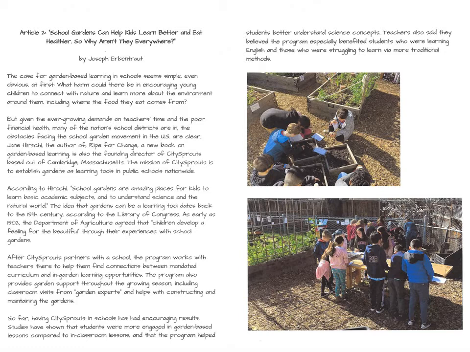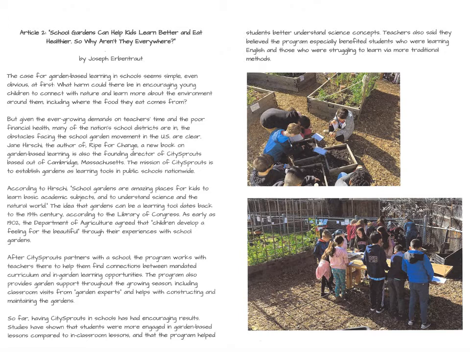are clear. Jane Hershey, the author of Ripe for Change, a new book on garden-based learning, is also the founding director of City Sprouts, based out of Cambridge, Massachusetts. The mission of City Sprouts is to establish gardens as learning tools in public schools nationwide. According to Hershey, school gardens are amazing places for kids to learn basic academic subjects and to understand science and the natural world. The idea that gardens can be a learning tool dates back to the 19th century, according to the Library of Congress. As early as 1902, the Department of Agriculture agreed that children develop a feeling for the beautiful through their experiences with school gardens.